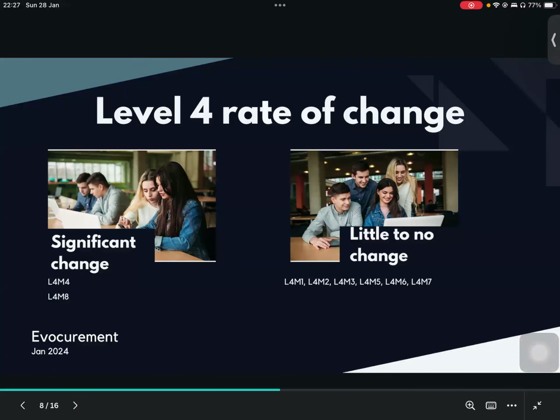Other modules will have little to no change. For 1, just some rearrangement of the order. And for 2, almost no change, except a part about CSR. Sorry, about ESG. And for 3, also similar, some small change in the ESG. And for 5, only reordering, only restructure. And for 6, similarly, only restructure. And for 7, just some small adjustment. So these modules will have little to no change. And the significant change belongs to F5, F4, and F8.